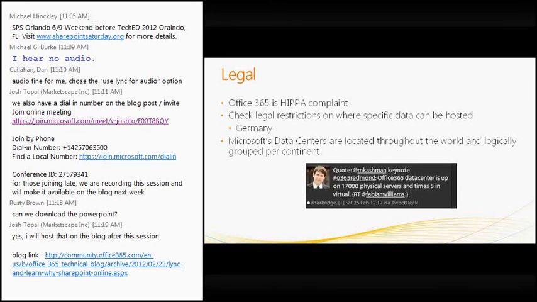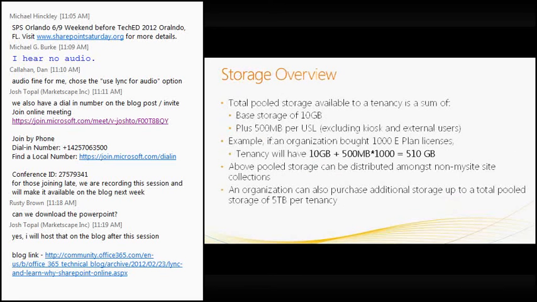Another nice thing is that the data centers are, of course, located throughout the continents and throughout the world, and they're grouped by continent. This is a recent tweet that I saw coming from Office 365 Saturday. So you can imagine that the infrastructure is there to support you. That does not keep me up at night from a client and a consultant basis. Another thing you're going to have to stay cognizant of is, of course, the storage overview.